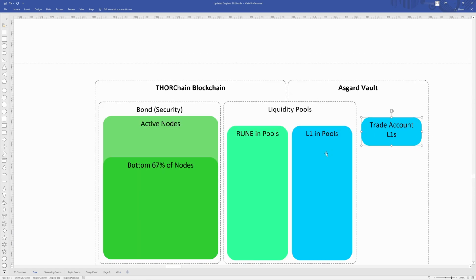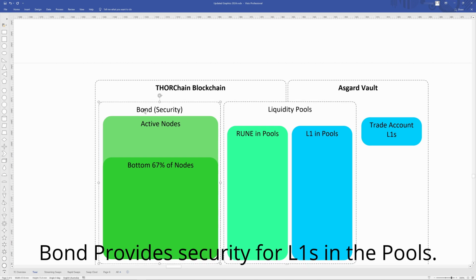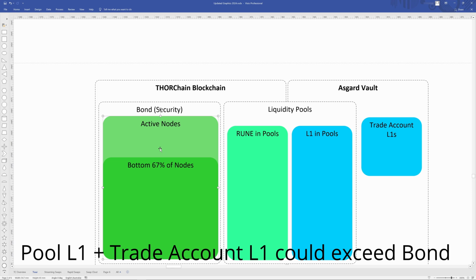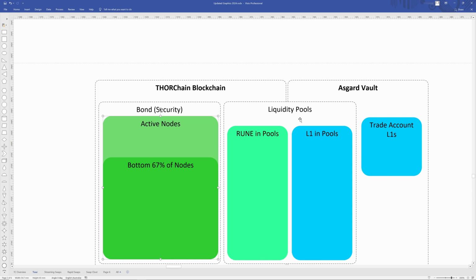So before trade accounts, we would have just the liquidity pool and then the bond. And then essentially the bond needed to be more than the assets in the liquidity pool, because the bond is providing the security for the pool. So what can happen is these trade account L1s need to be secured. And because they don't live inside of the liquidity pools, it could be the case where the asset value is more than what is securing it. So essentially there's insufficient security for the assets held within the Asgard vault.